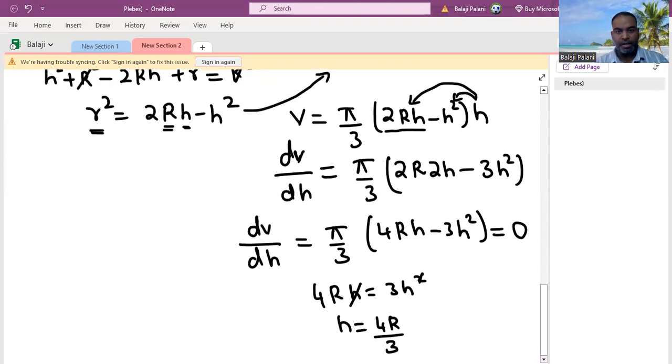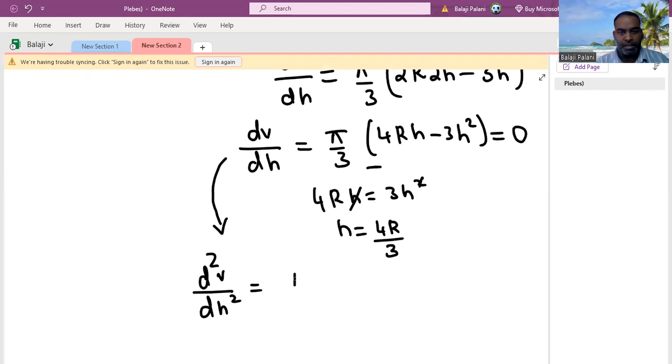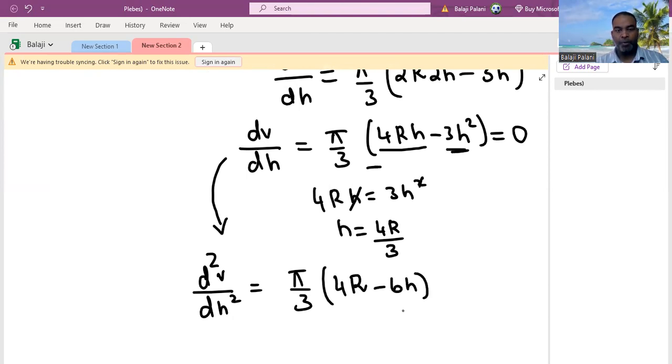All right, so we got this. Now, what are we supposed to do? We have to do the second order derivative and prove that the volume of the cone is largest. So we will differentiate this again, pi by 3 being constant. So I'm writing it here. d square V by dh square is pi by 3, and differentiation of 4rh will just be 4r as derivative of h is 1, and for 3h square it will be minus 6h. Okay, this is the second order.